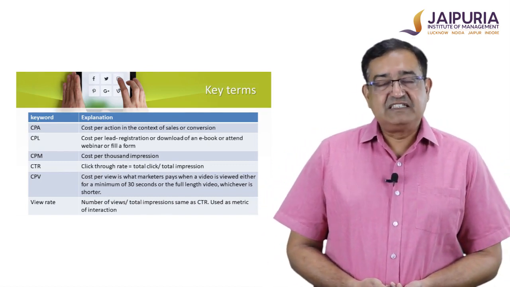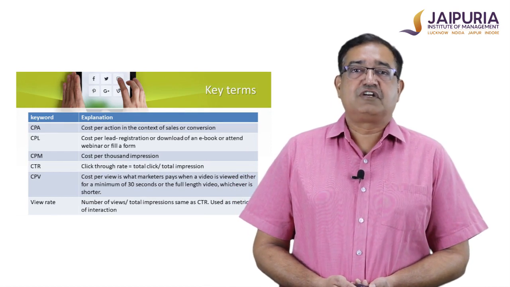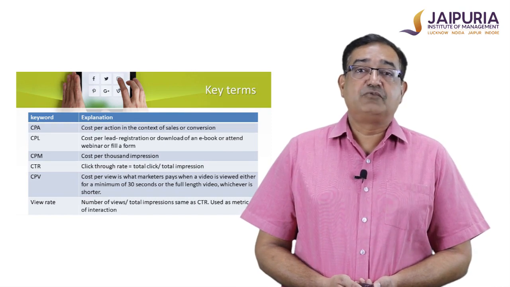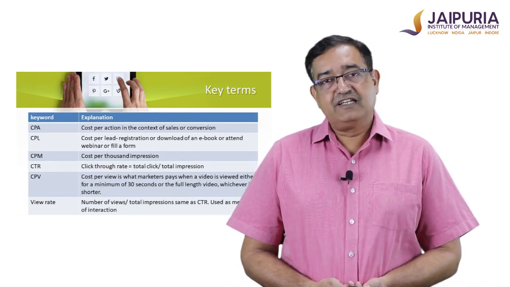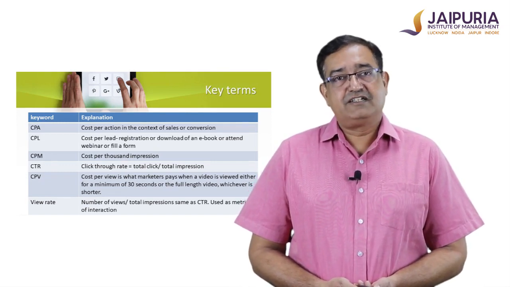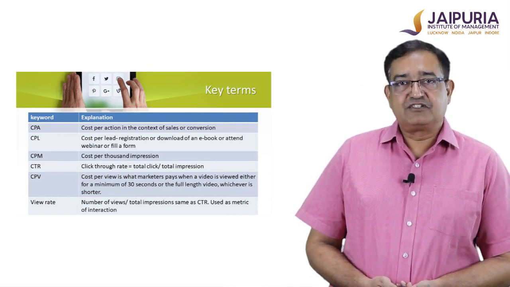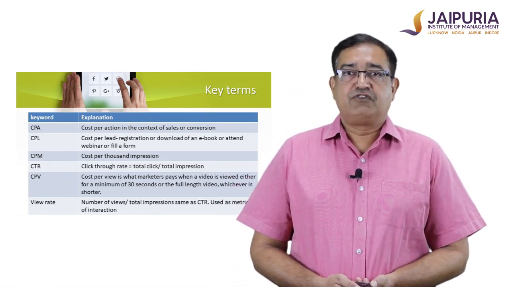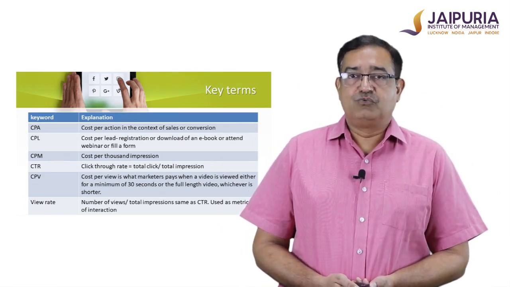What is CPM? CPM is cost per 1,000 impressions. So out of every 1,000 impressions, what will be the cost in terms of how many leads we have generated, how many qualified leads we have generated, and how many conversions we have made. And as I have already explained, CTR is click-through rate: how many clicks were made on the total number of impressions you have made for your display ads, multiplied by 100, that will give the CTR. And what is CPV? CPV is cost per view, what marketers pay when a video is viewed, either for a minimum number of seconds, say 10, 20 or 30 seconds, ultimately this cost will be there.